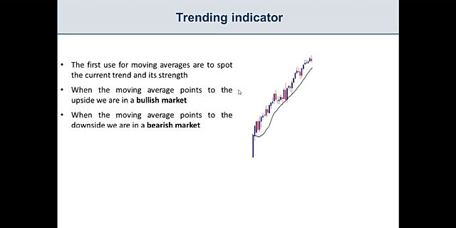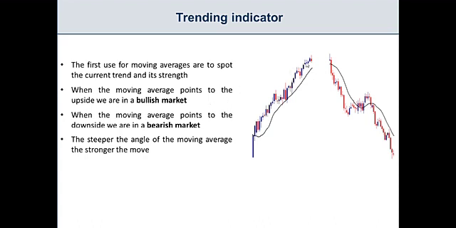And when the moving average points to the downside, we are in a bearish market. And of course, the steeper the angle, the stronger the move. As you can see, price here is trading below the moving average. And even if it fakes out a little bit, it continues to dip to the downside. The moving average gives you the overall strength of the move down and the strength of the correction. As you can see, the steepness of the correction is much lesser than the steepness of the move. So we know that we are not in a reversal, we are just correcting before continuing to the downside, on a small correction to the upside.